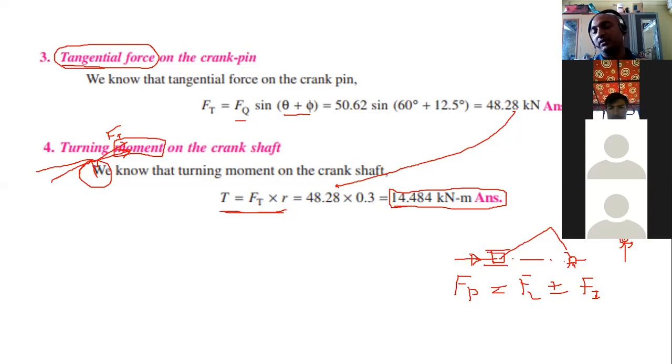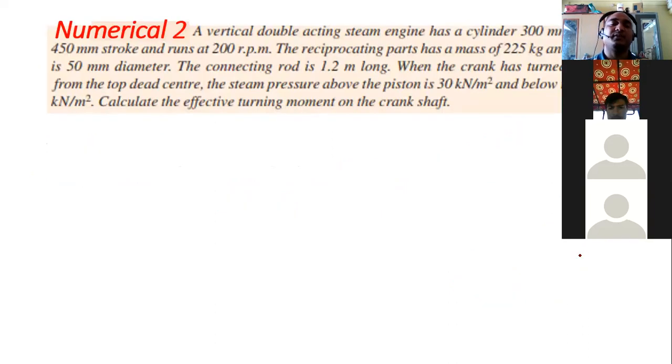Okay, so you must have understood, if it is vertical engine, there is effect of mg. Okay, mg of piston is moving down. Okay, and as this is a reciprocating part, then there is a small difference in the equation of piston effort FP. Okay, so what is the difference, we'll see in the next problem.